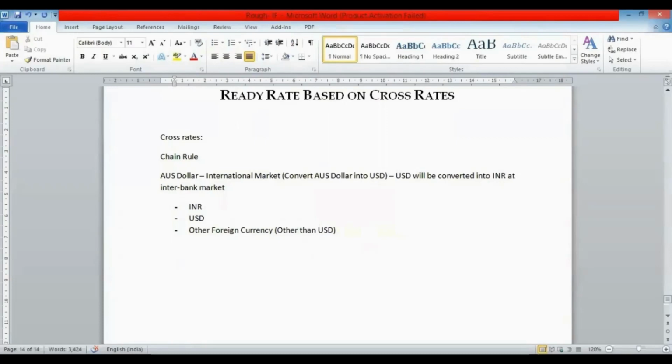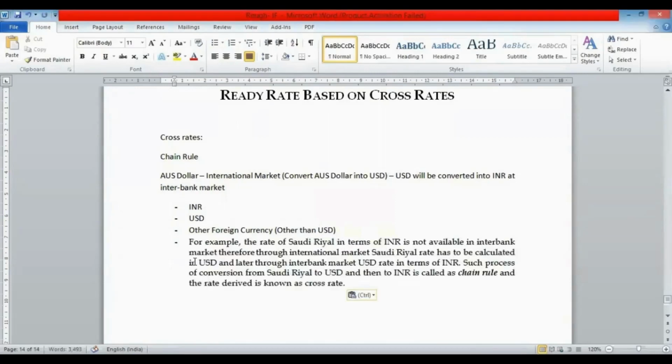Suppose a customer approaches the bank for buying. All right, I will not take up that thing. I will try to give you some description of what we mean by cross rate. For example, I will give you the example itself so that you can better understand what I mean by the chain rule. This is from my book itself.